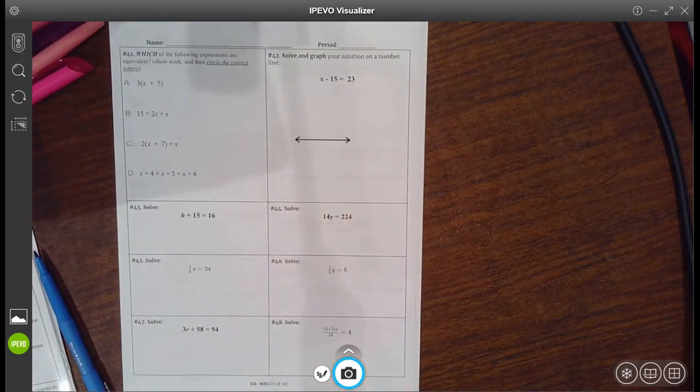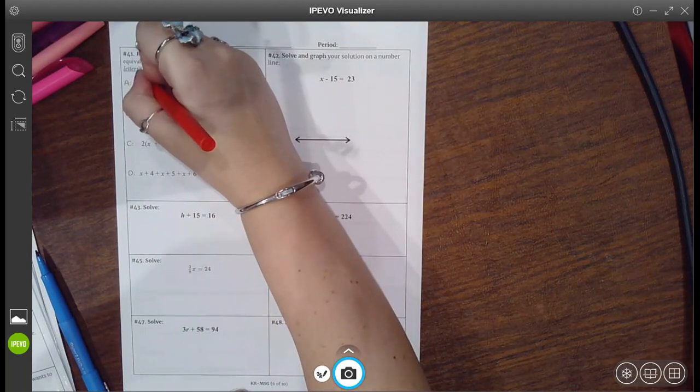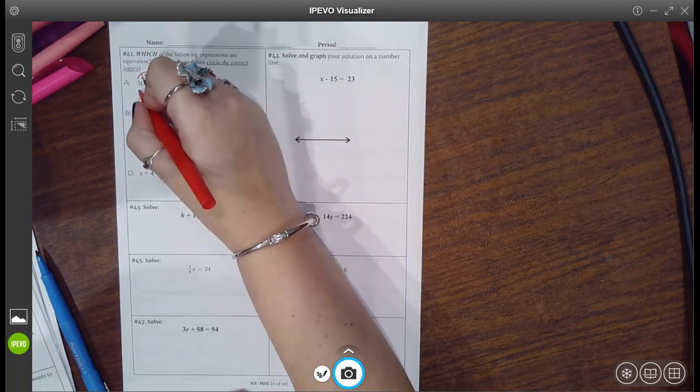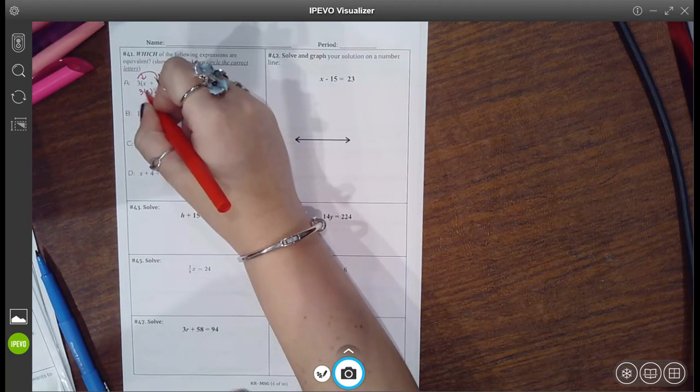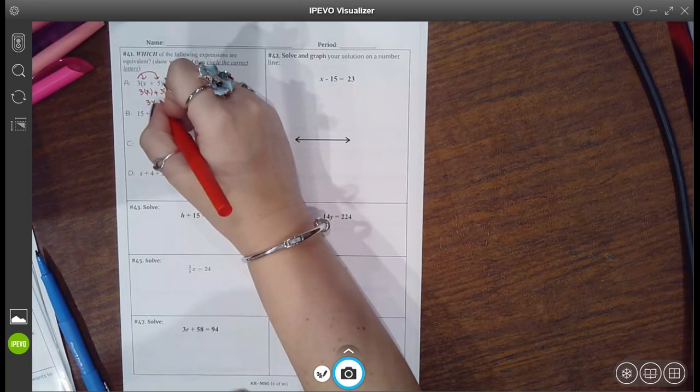All right, next page says, which of the following expressions are equivalent? Show work and then circle the correct letters. So first off, I need to distribute 3 times x plus 3 times 5. Well, 3 times x is 3x plus 3 times 5 is 15.